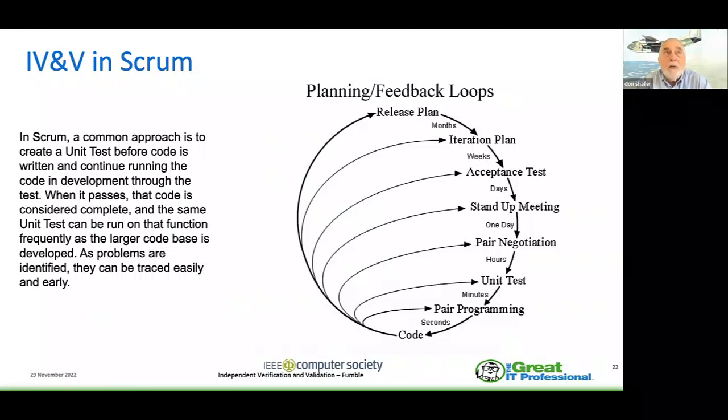One of the areas in here is to create the unit test before the code is written, and continue running the code and development through the test. So you can start doing those types within Scrum. Again: iteration plan, acceptance tests, stand-up meetings, peer negotiation, unit testing, pair programming, and then I get to code. But this is one of those things that goes around quite a bit.